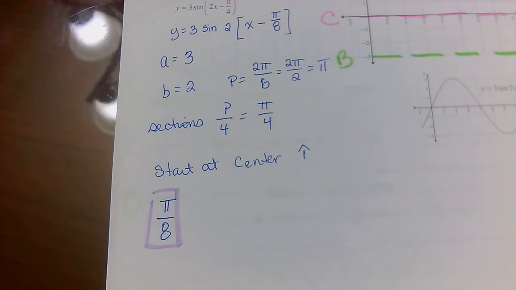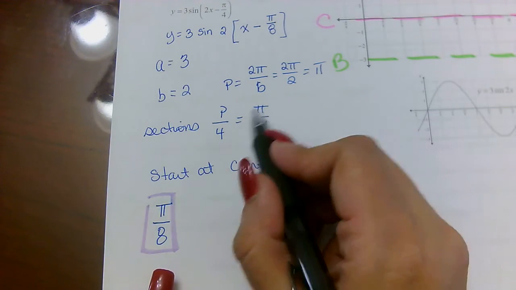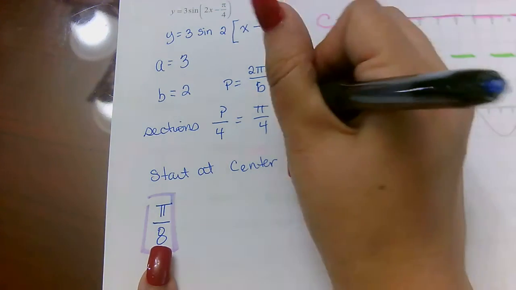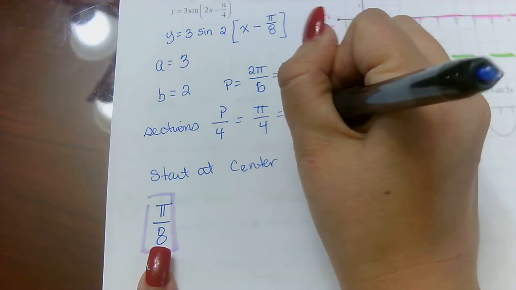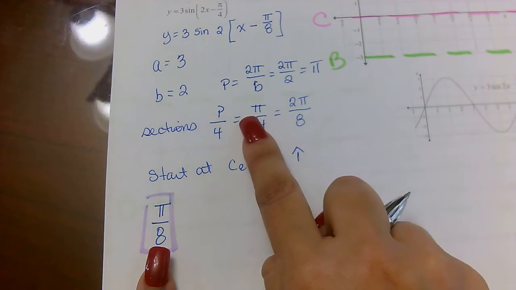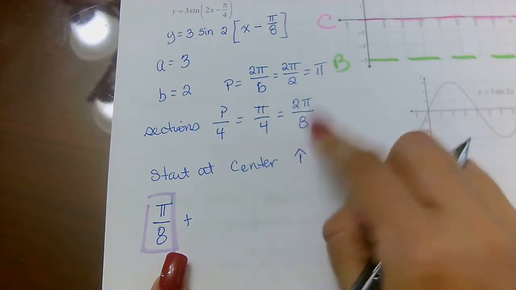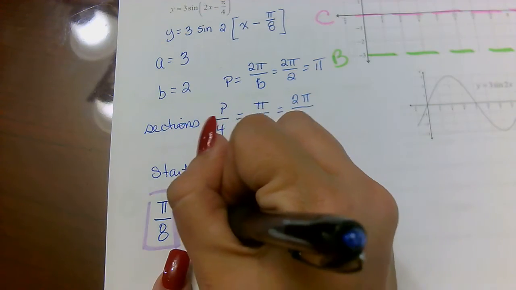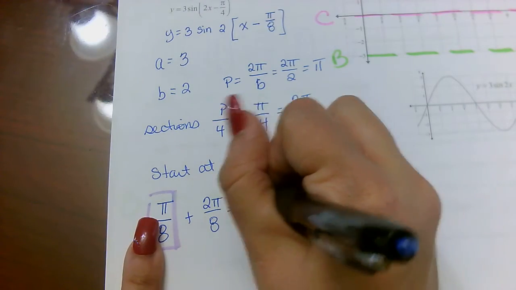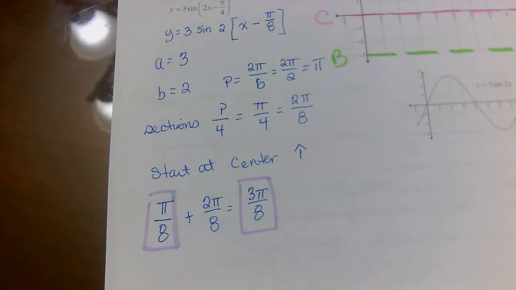Okay. The next thing I'm going to do, this is my first point, is I have to add my sections. Okay. So notice here you have a denominator of 8, and over here you have a denominator of 4. What I would recommend is change that to an 8. 4 times 2 is 8. 1 times 2 is 2. So I'm going to be adding sections with a common denominator. So I'm going to use 2 pi over 8 as my section. So 1 plus 2 is 3 pi over 8. Okay, this is going to be my next major point.